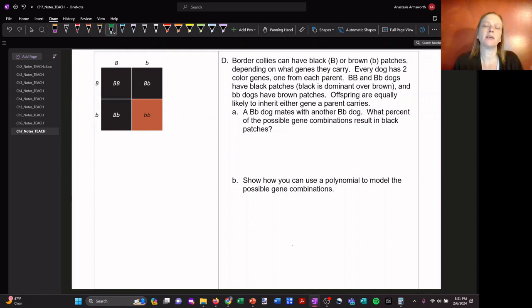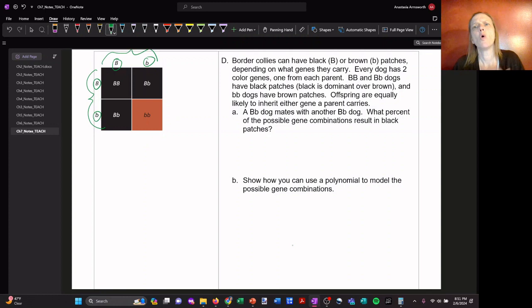For these border collies, they can have black patches or brown patches depending on the genes that they carry. Every dog has two color genes, one from each parent. So inherited one from the mom, one from the dad. So this here is going to be the mom of the next generation. But of course, this mom had a mom and a dad, got one gene from each parent. And then here, this is the dad for the next generation, but he had a mom and a dad, and he inherited one gene from each parent.